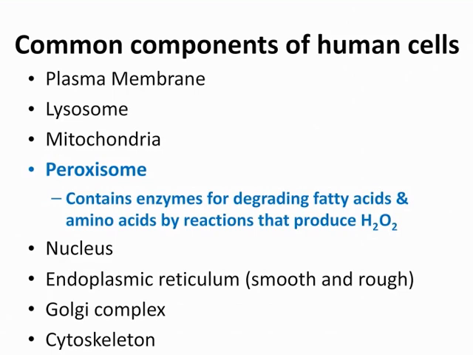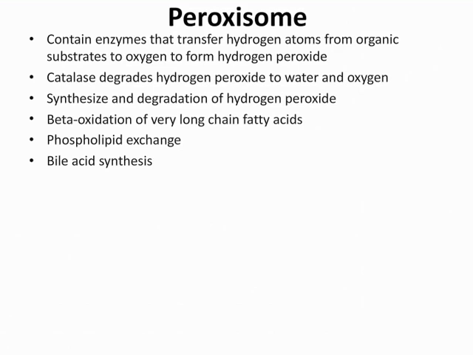Okay, so learning objective 6 talks about knowing the structure and function of peroxisomes plus the associated diseases. So peroxisomes also contain enzymes like lysosomes, but they degrade fatty acids and amino acids by reactions that produce H2O2, which is known as hydrogen peroxide. Alright, so peroxisomes contain enzymes that transfer hydrogen atoms to oxygen to form that H2O2, known as hydrogen peroxide. So that's how they're going to break down fatty acids, for example.